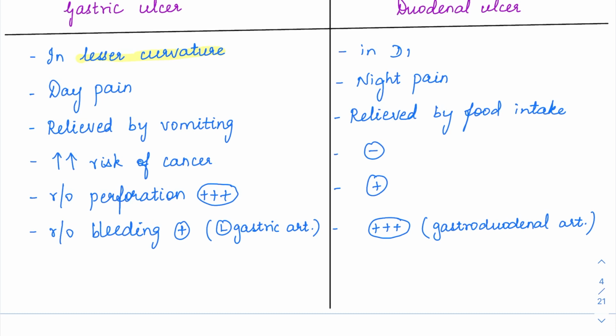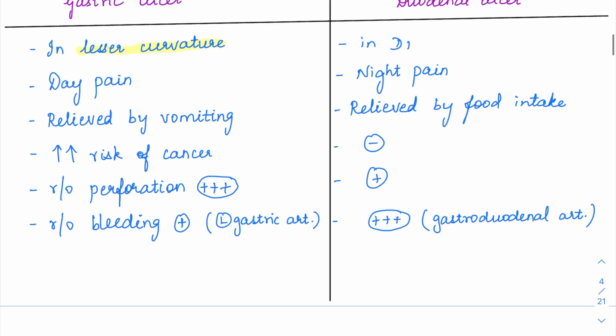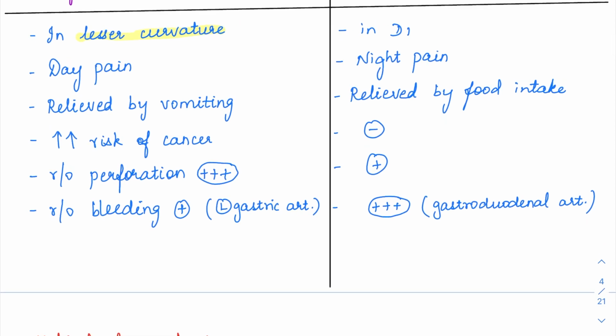So increased risk of developing gastric cancer is there. And there is also a very high risk of developing perforation. So this gastric ulcer can perforate, and when it perforates, it is going to cause intra-abdominal peritonitis. Then there is also an increased risk of bleeding, but not as much as the duodenal ulcer. Bleeding will be there because this ulcer can erode into the left gastric artery, which is very close to the lesser curvature.